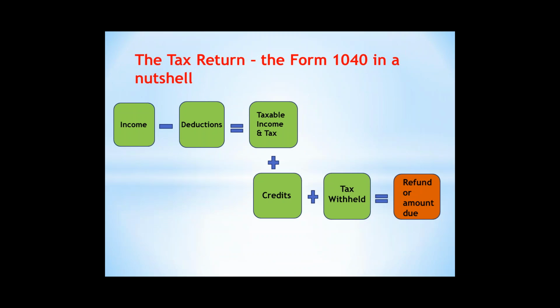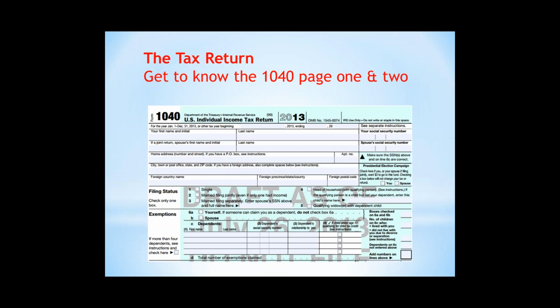Once you put in the income and take away the deductions, you'll have the taxable income and the tax rate that the taxpayer is being taxed at. And then you add in the credits as well as the tax withheld, and hopefully you'll come up with a refund. If there's not a refund, you'll see the amount due that the taxpayer does owe. So this is a basic snapshot of a 1040 form. This is from 2013. However, the forms really don't change much in the federal tax return from year to year.